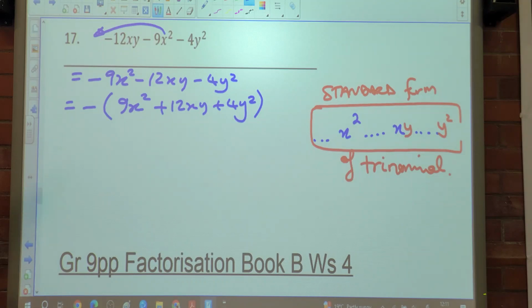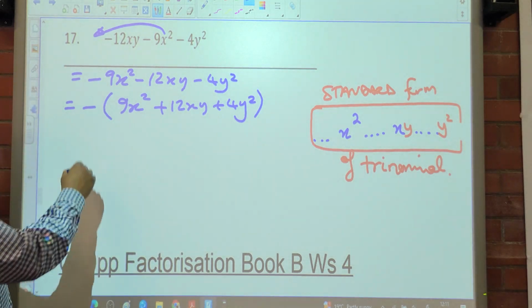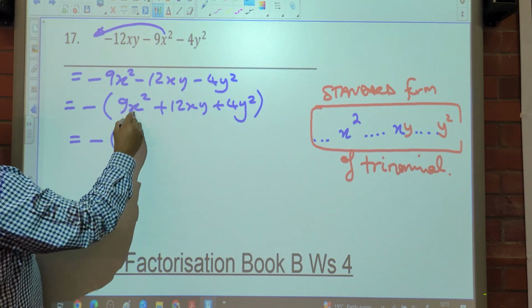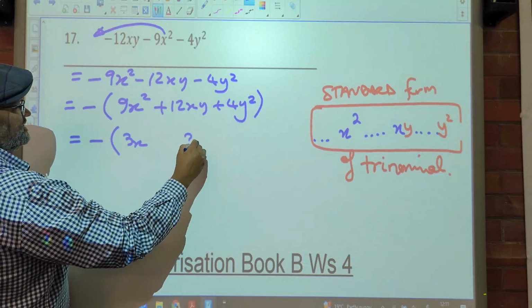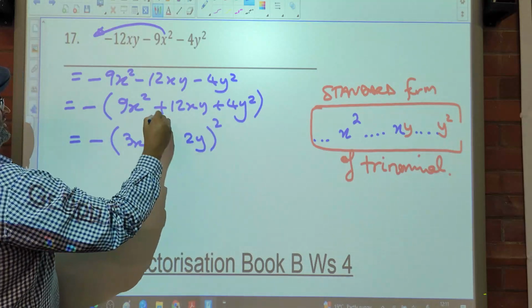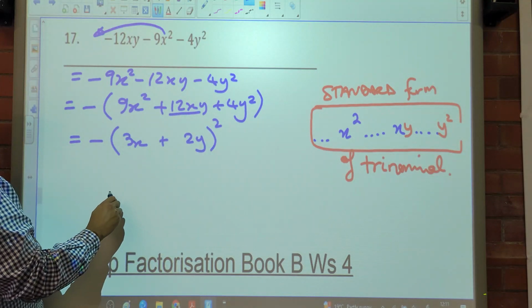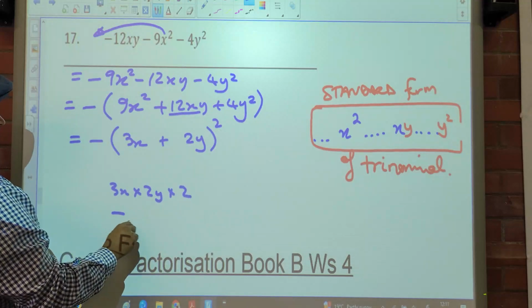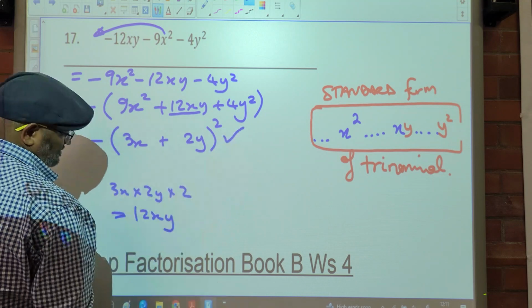So we have 3 terms, correct? Are the first term and last term perfect squares? Yes. So the square root of 9x squared is 3x. Square root of 4y squared? 2y. And the sign of the middle term. We must test if it works with 12xy. So it's going to be 3x times 2y times 2, which is going to give you 12xy. Which makes this correct.